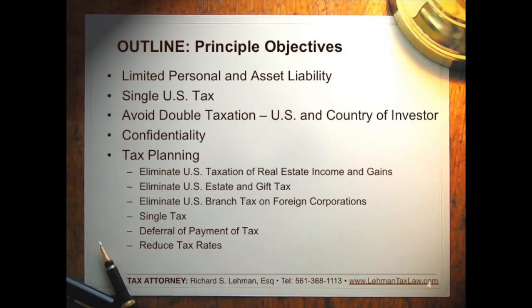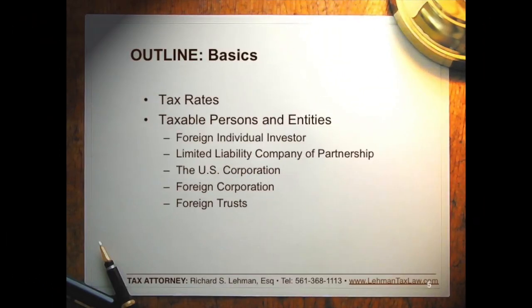What are we after? Limited personal and asset liability, single U.S. tax, avoid double tax, confidentiality, tax planning for a number of different issues, and how are we going to go about it? We're going to just look at some basics first. We're going to look at the different ways in which a non-resident alien individual can invest in the United States. They can come in as individuals. They can pay tax as individuals here in the United States. If they meet certain standards, they'll pay a tax only on their United States income.